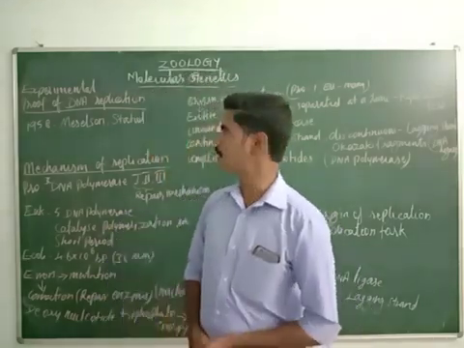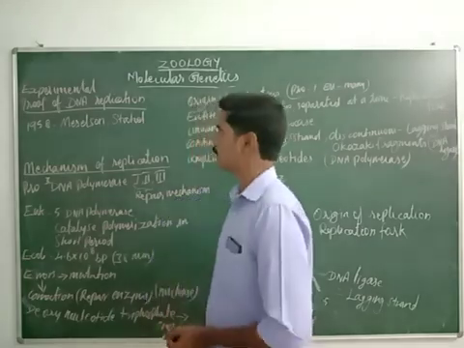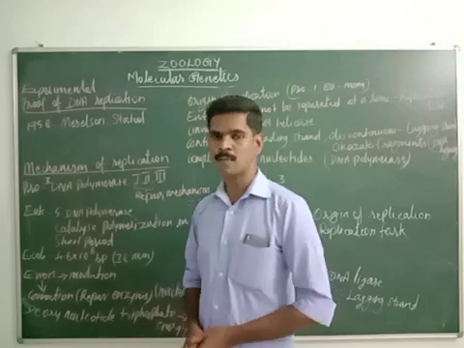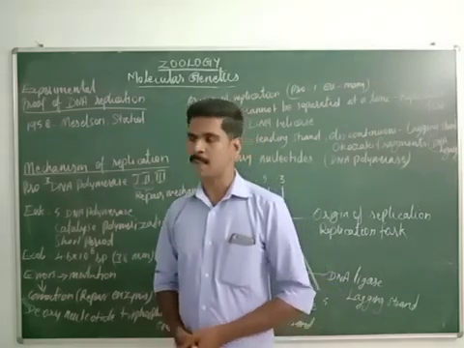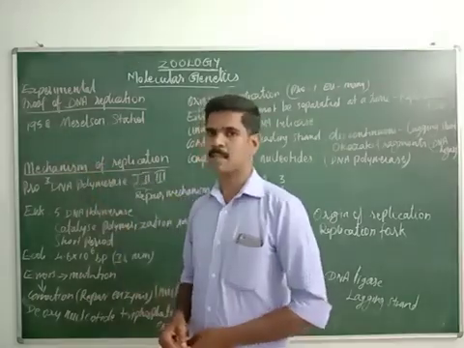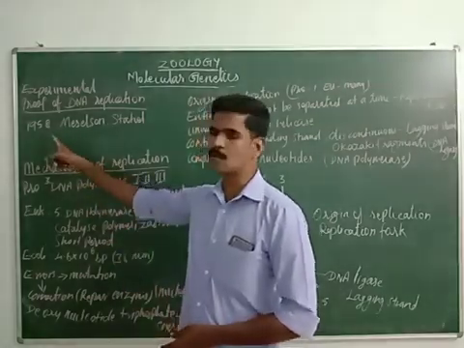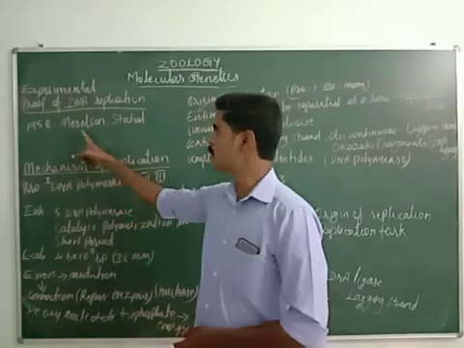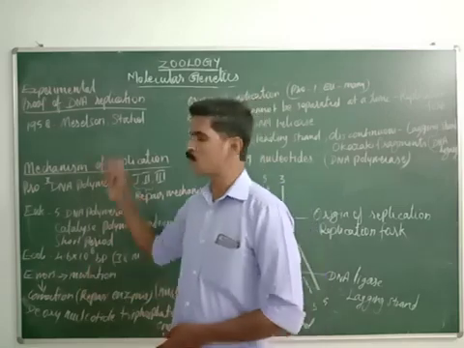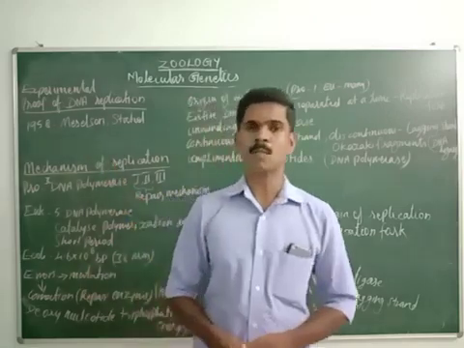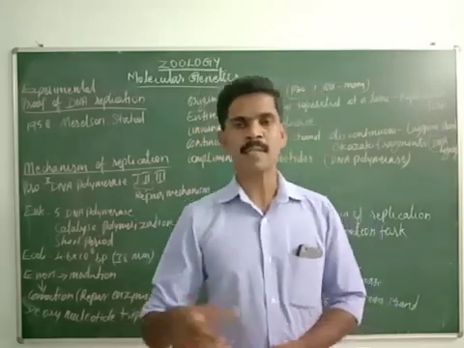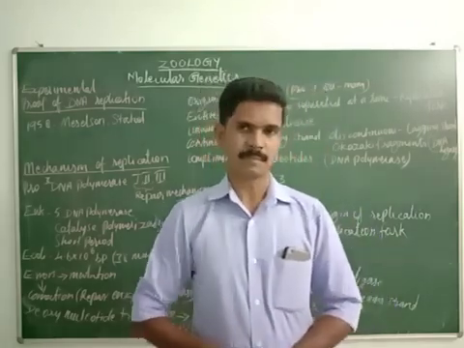The first concept of today's class is the experimental proof of DNA replication. In the year 1958, two scientists, Meselson and Stahl, together conducted one experiment to distinguish between the three types of replication process.